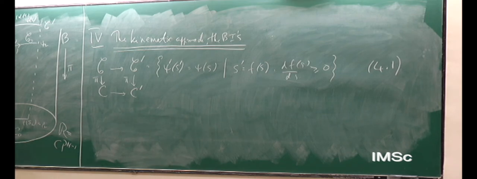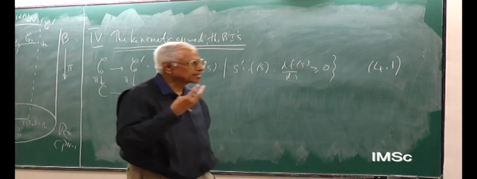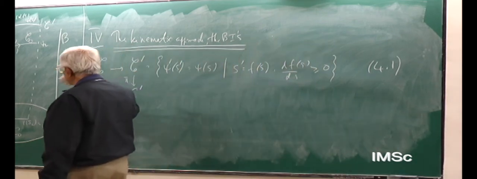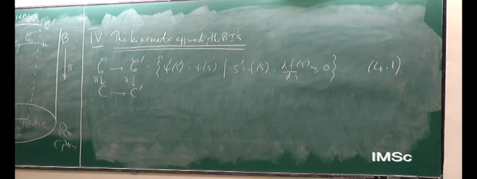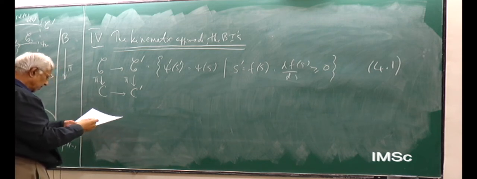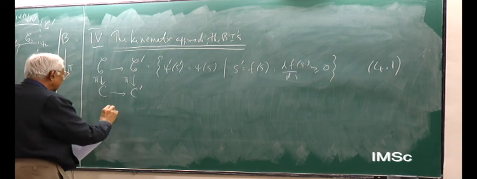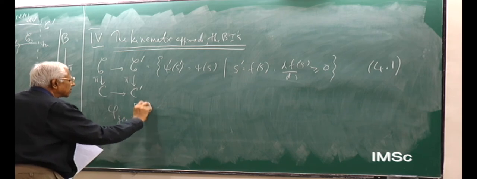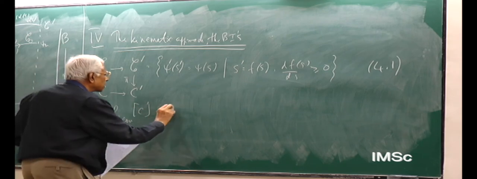Now you ask: what is the simplest expression you can construct out of the vectors psi of s along a curve C, such that both under gauge transformations changing the phase and under change of parameter, the expression does not change its value? And here is that expression. I think I will probably stop at this point today. I will first write it and then justify the notation.